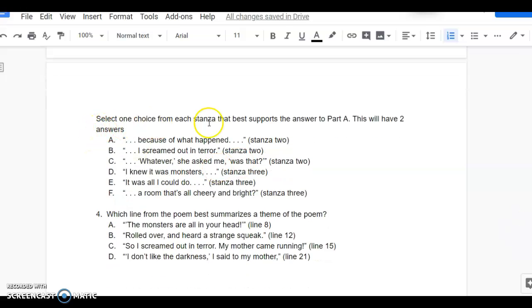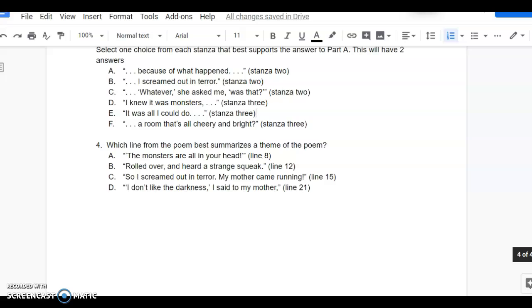Select one choice from each stanza. So remember, this is 2 answers that best supports the answer to part A. Because of what happened, stanza 2. I screamed out in terror, stanza 2. Or whatever she asked me was that, stanza 2. I knew it was monsters, stanza 3. It was all I could do, stanza 3. In a room that's cheery and bright, stanza 3. So this one is hard, so do your best, okay?